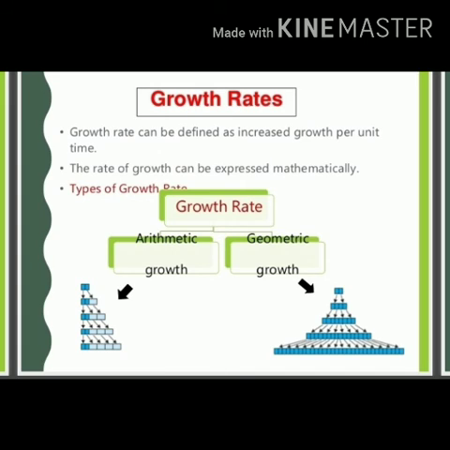Let us now move on to the next topic, growth rate. Growth rate can be defined as increased growth per unit time. There are two types of growth rate, arithmetic growth and geometric growth. In arithmetic growth, after mitosis, one daughter cell continues to divide and the other daughter cell takes part in differentiation and maturation. Here, the rate of growth is constant.